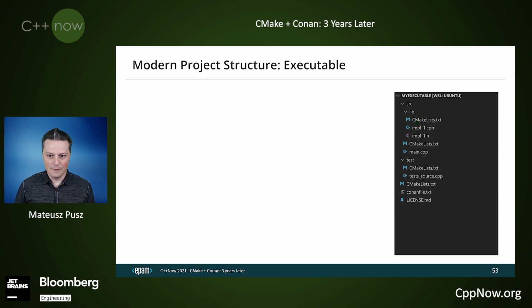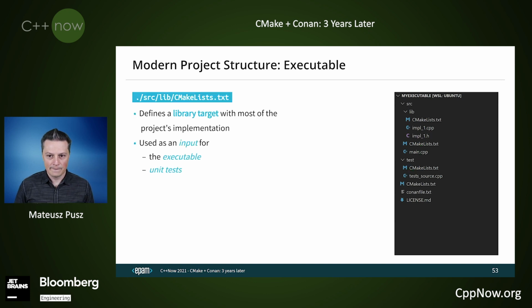Source has a lib, CMakeLists, main, and tests. Here are tests, right? Source lib CMakeLists.txt here defines the library target. It provides most of the implementation of your project. Of course, there may be some subcomponents, more CMake lists involved here, but this one creates the library of your project. Even if it's an executable, it should have a library somewhere. And this then is being used as an input for the executable to link with, and for unit tests to link with in order to test the code.